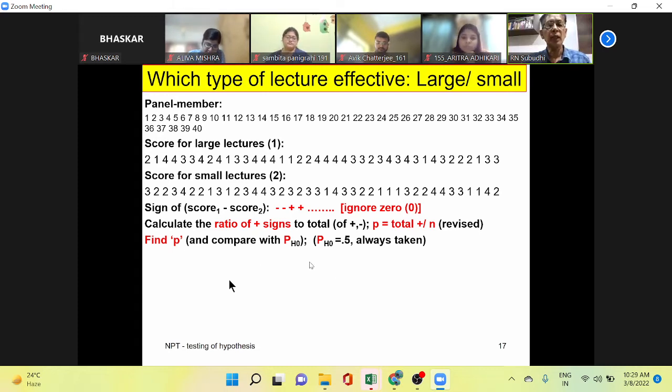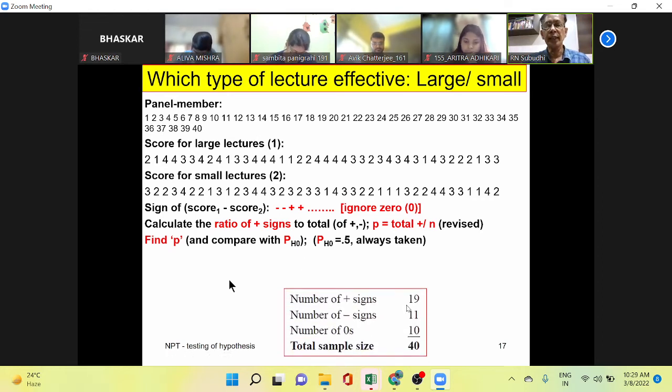Now capital P, H0 is 0.5, always taken. Please remember this. I think all of you have got this. All of you write: number of plus signs is 19, number of minus signs is 11, and 0 the rest. After ignoring the 0, what is the revised sample size? It was 40 at first, but ignoring the 0, the revised sample size is 30. All of you write revised sample size n equals 30.